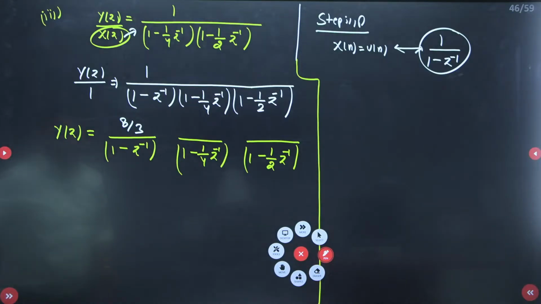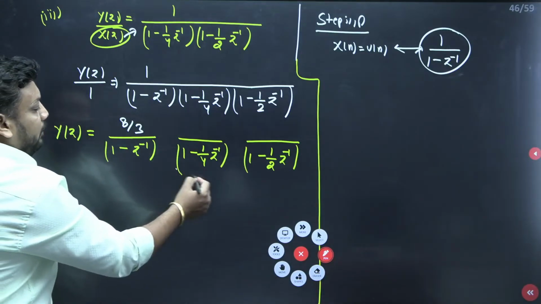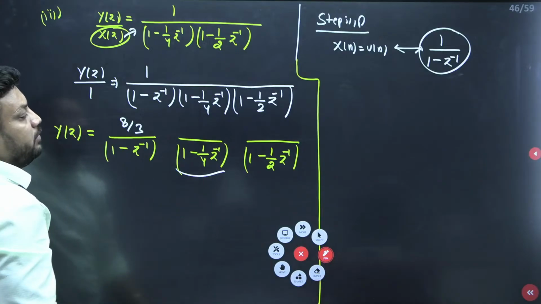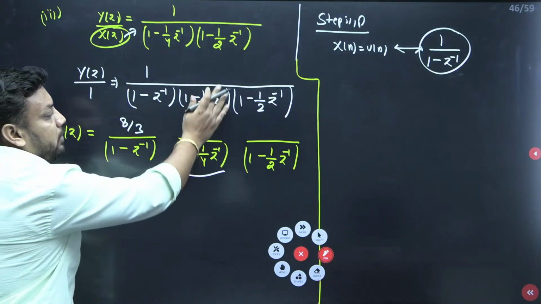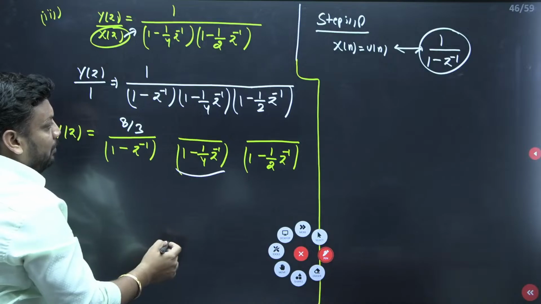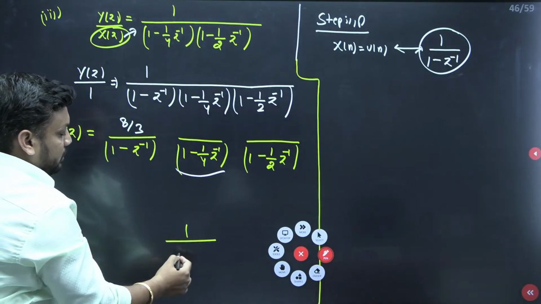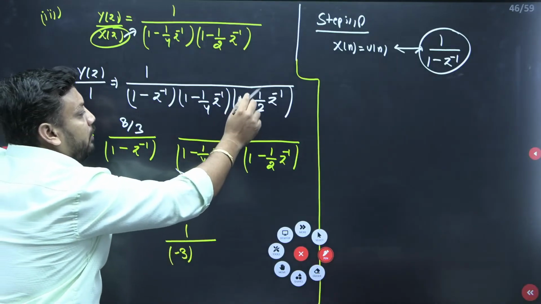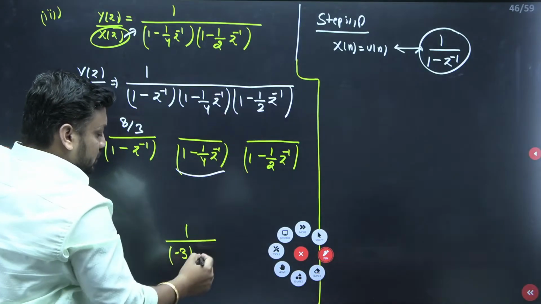Very good. Again students, if you equate 1 minus 1/4 z inverse to 0, you get z inverse value 4. Because of z inverse value 4, when you hide this part, it means 1 upon 1 minus 4, which is minus 3 here. And when you put 4 here, it will be 4 by 2, so 2, and 1 minus 2 is minus 1.